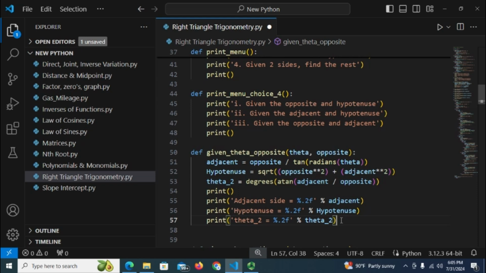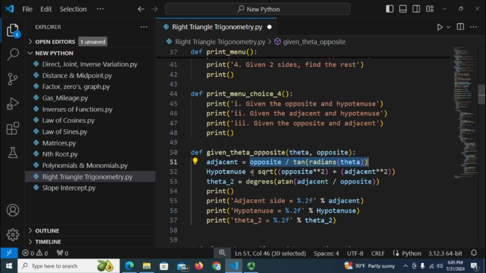All right, so that's how we create our first function. In this case, our function will take parameters theta and opposite that the user will input, and then we will calculate adjacent, hypotenuse, and theta 2. Theta 3 would be the right angle, and that's not included here. These are all mathematical computations.